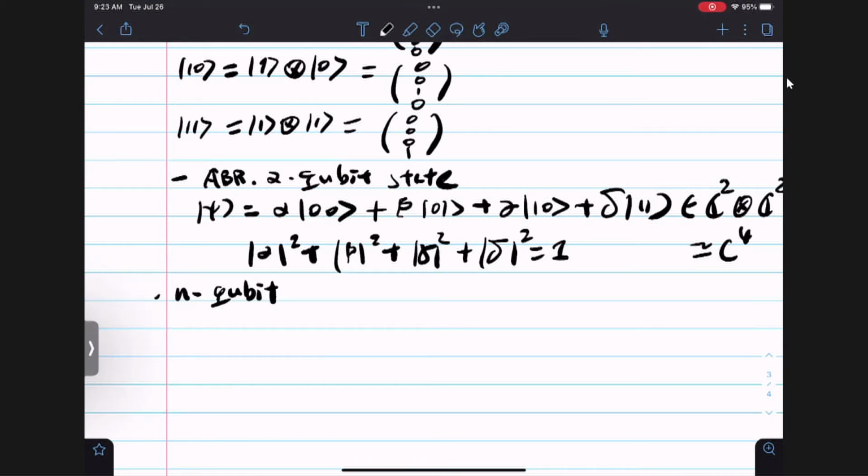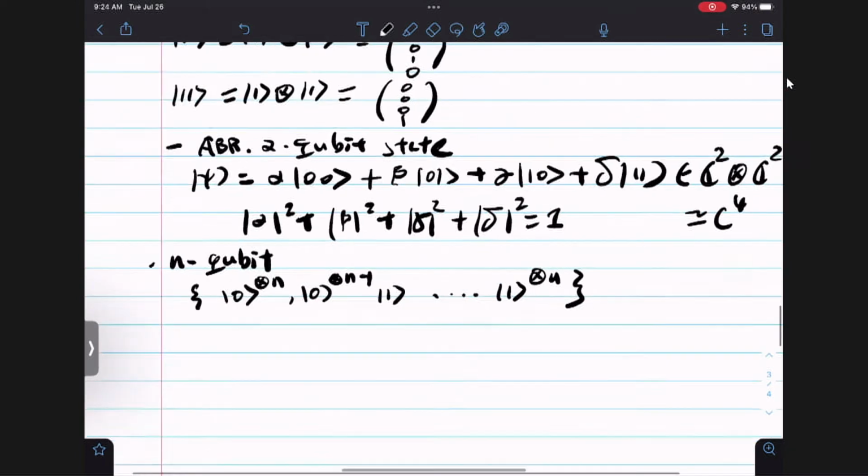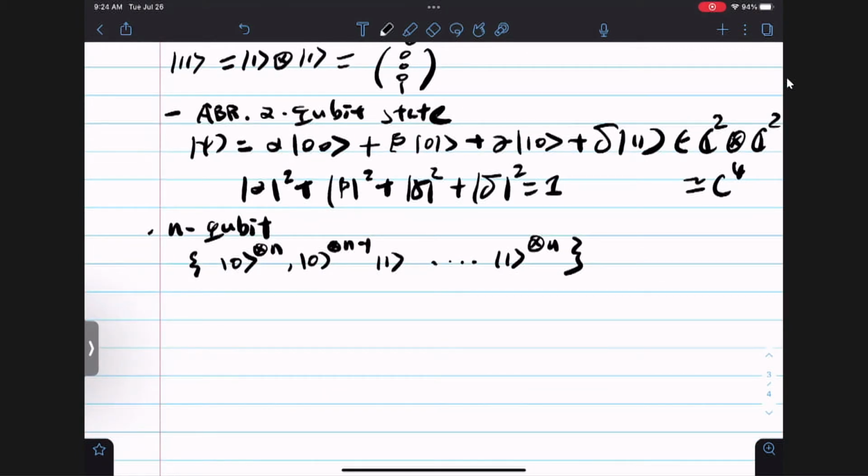Okay, so you can already imagine a basis for n-qubit states. For each qubit, you have these 2 basis states, and then you take all combinations of the bases and take their tensor product. So you have ket 0 tensor n times, ket 0 tensor n minus 1 times and tensor ket 1, all the way to ket 1 tensor n times. And the shorthand notation will be just 0 to the n, 0 to the n minus 1 then 1, and 1 to the n.